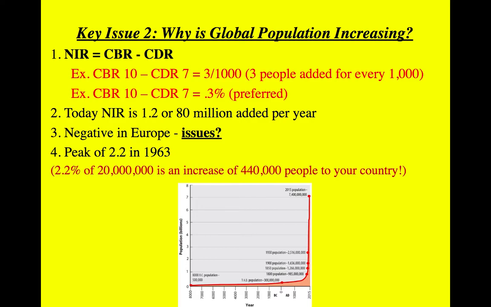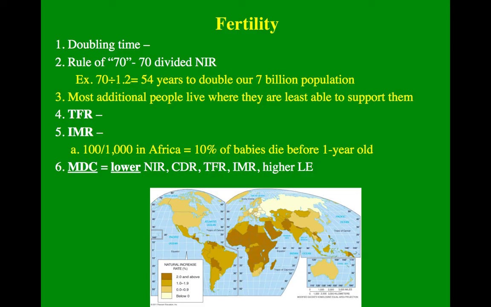The peak was 2.2 in 1963. For example, if you had that in your country, and your country was 20 million people, you added 440,000 babies to your country that particular year, which is just off the charts, because you don't get away from that 2.2% very quickly. And if that's your country, you're probably in the 2% range for several years. That's some of the problems that LDCs face, is just growing too fast.